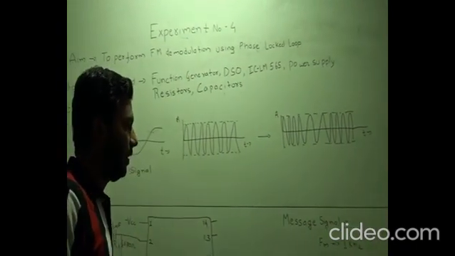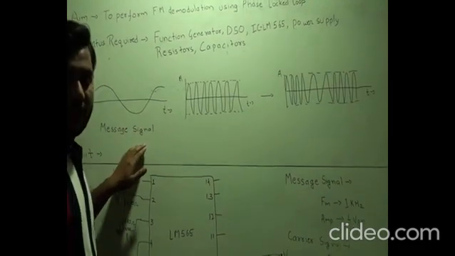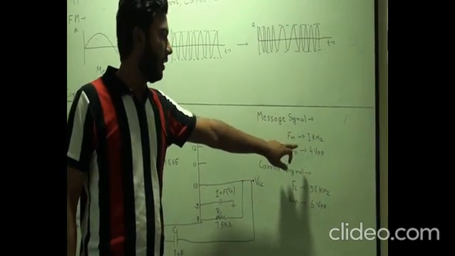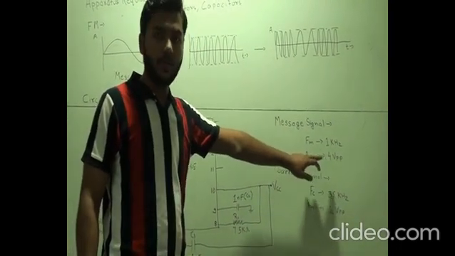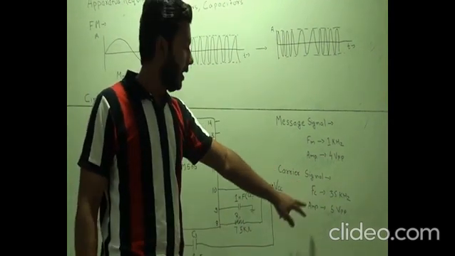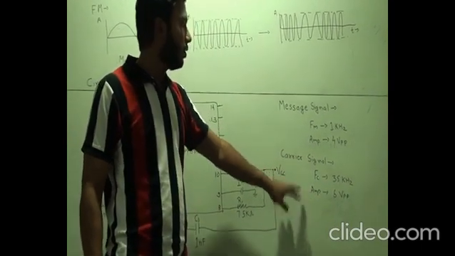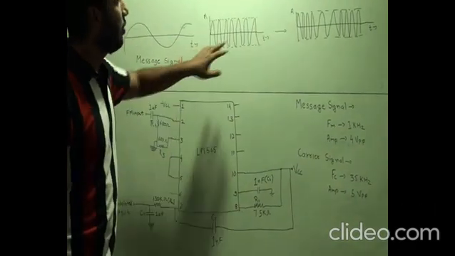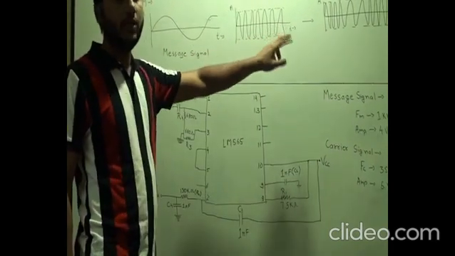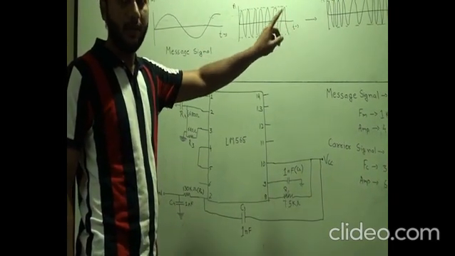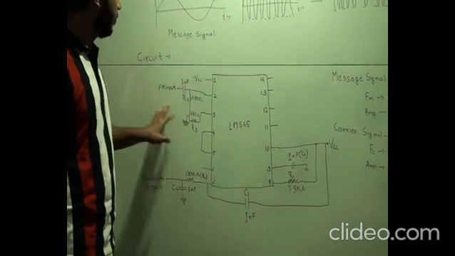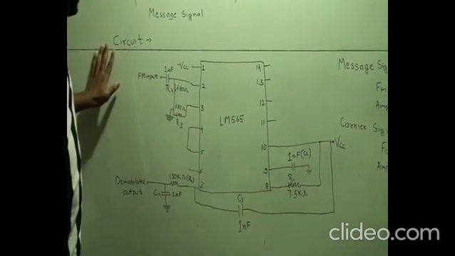For our experiment, the specifications for the signals are like, for message signal we will take frequency as 1 kHz and amplitude as 4 peak to peak. For carrier signal, we have to take high frequency, so we will take 35 kHz and amplitude as 5 peak to peak. So these are the specifications for the signal. Now this modulated signal we will be generating using a function generator. After getting that frequency modulated signal, we will take that signal as an input to our IC.